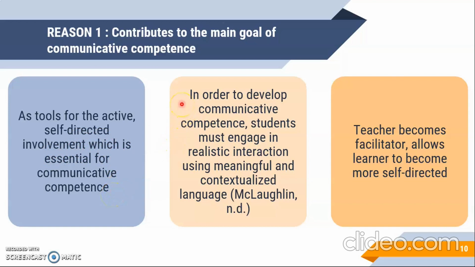By the way, in order to develop communicative competence, the students must engage in realistic interaction using meaningful and contextualized language. So here also the teacher becomes a facilitator, and at the same time it allows the learner to become more self-directed. So these reasons are also very important, very useful, especially in this 21st century's classroom.